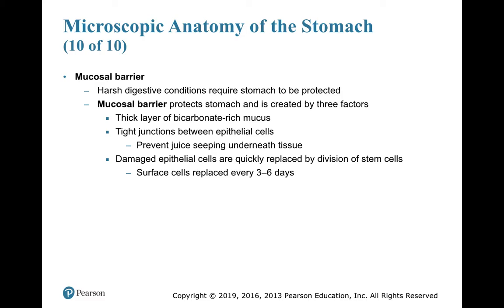There's a thick layer of bicarbonate-rich mucus. There are tight junctions between the epithelial cells so that the juice doesn't get through them. And damaged epithelial cells are quickly replaced by the division of stem cells. In fact, the surface cells on average are replaced every 3 to 6 days.